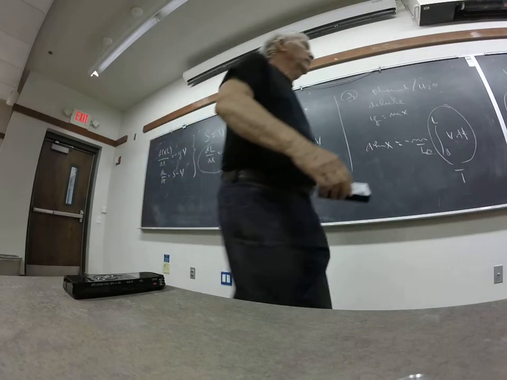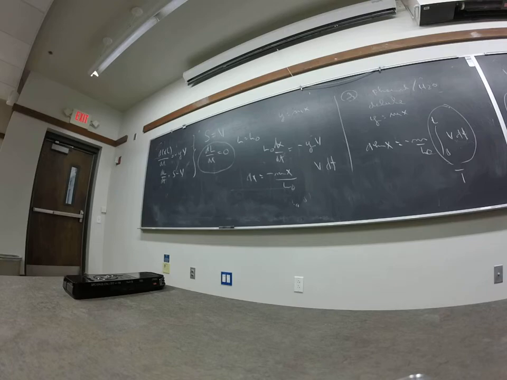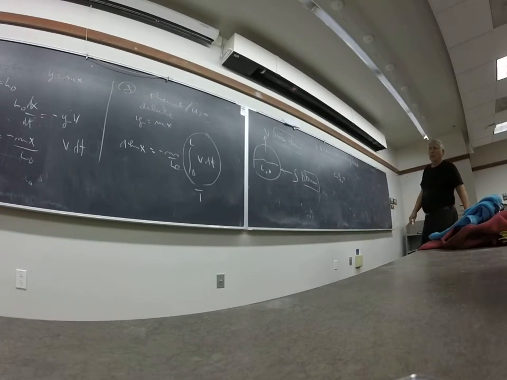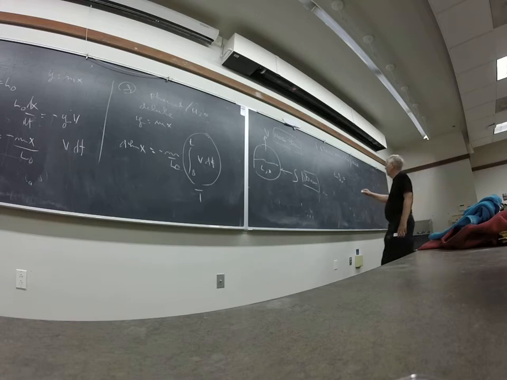So here's what I have. log of x over x0 equals minus m t over L0.